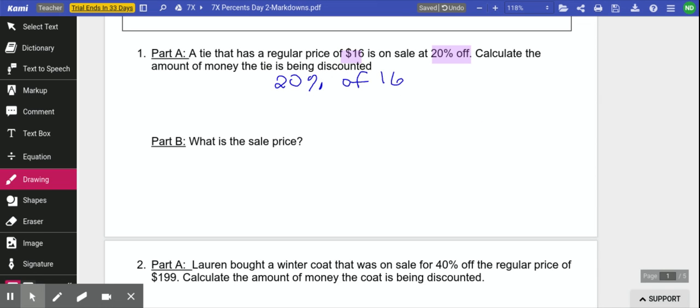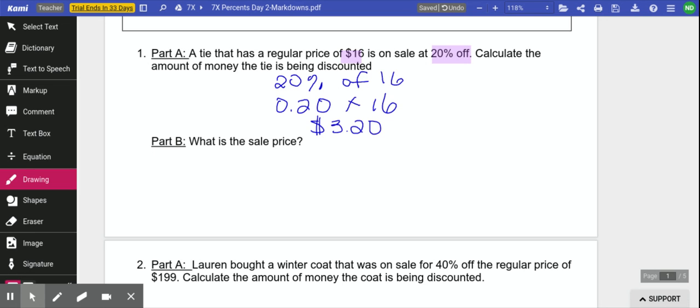So I simply have to multiply. Before I multiply, I must convert my percent into a decimal, and 20% as a decimal is 0.20, and I multiply that by 16. So 0.20 times 16 is $3.20. Again, if you just plug that into your calculator, it would have given you 3.2. Please recognize that we are dealing with money, and when we deal with money, we need 2 digits after the decimal point. So we need to make sure that we include that 0 after the 2.